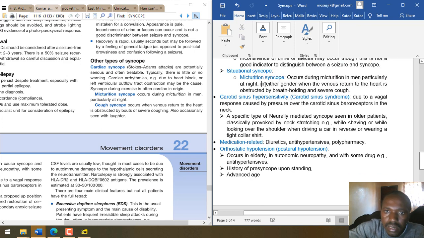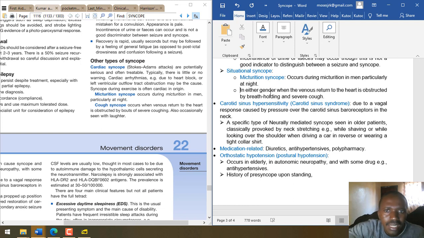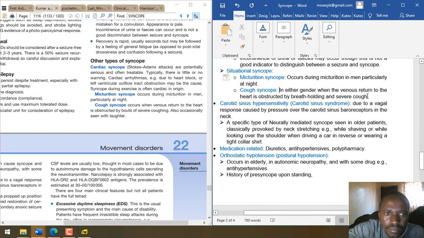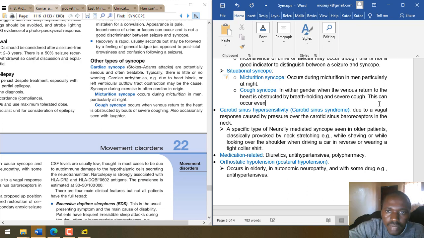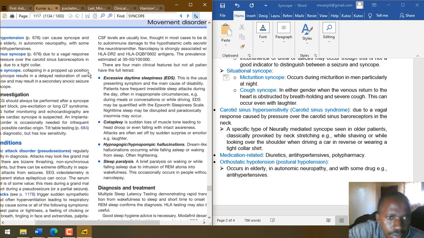So in either gender, when the venous return, okay, fine. I think this was talking about something else, sorry. Yeah, I just realized that. So this is another, cough syncope here. Okay, so in either gender, when the venous return to the heart is obstructed by breath holding and severe coughing, this can occur even with laughter. Imagine laughing yourself till you faint with severe laughter. Okay, fine. So that takes care of this. I think we've done that part quite well.